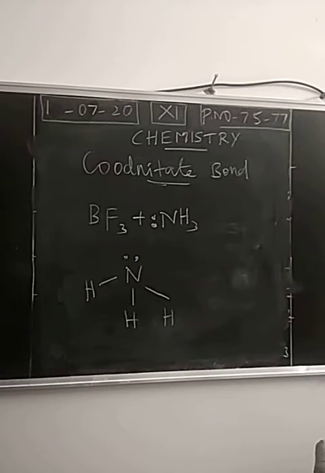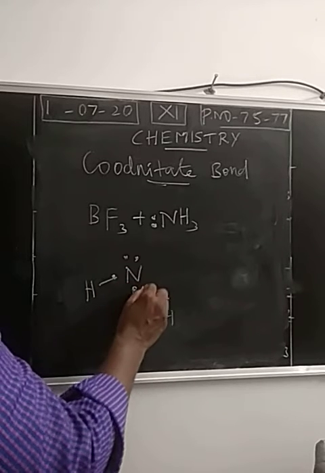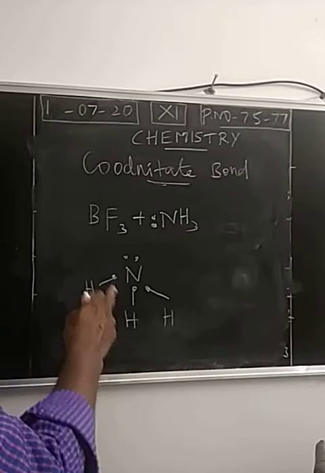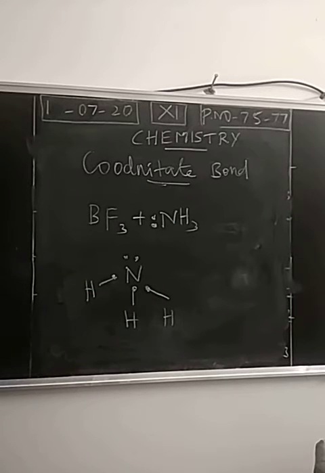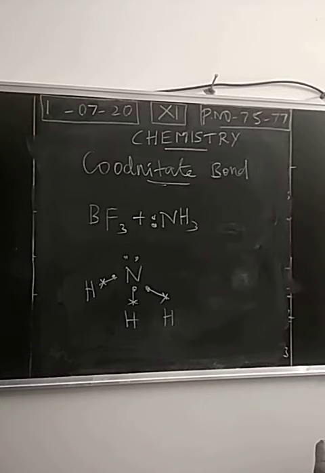So this is the Lewis dot structure for ammonia. Nitrogen has 5 valence electrons. Out of 5 valence electrons, 3 electrons are shared with the hydrogen, right? And each hydrogen will share 1 electron. So there are 3 covalent bonds.